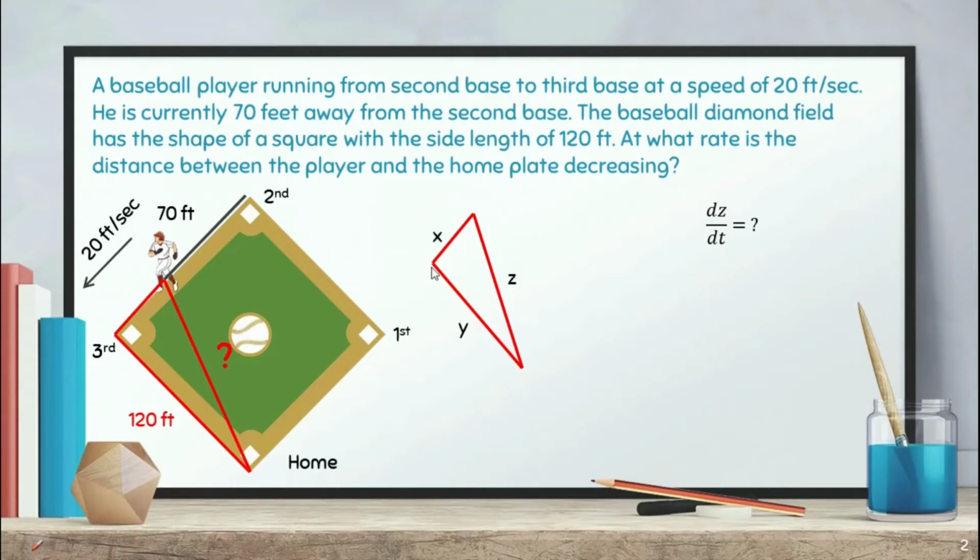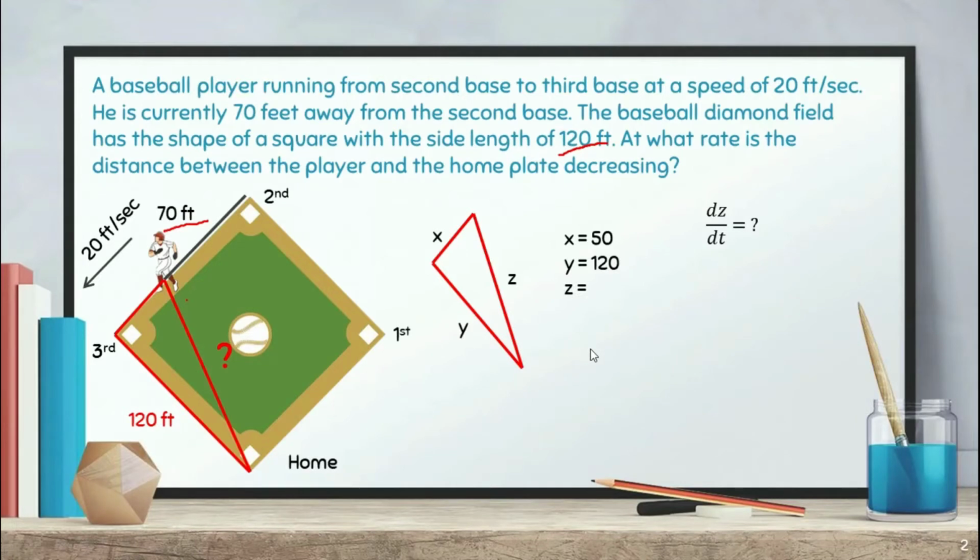Okay, so to find the value of x, we can use the given here. So we know that the side length is 120 feet and the baseball player traveled 70 feet away from the second base. So we can get the value of this part as x is equal to 120 minus 70. So x is equal to 50. Now that we have the value of x, now let us find the value of y. So y is equal to this side, which is 120 feet.